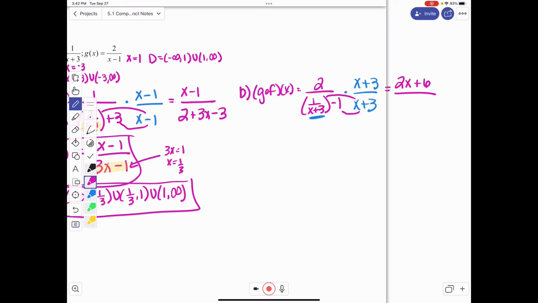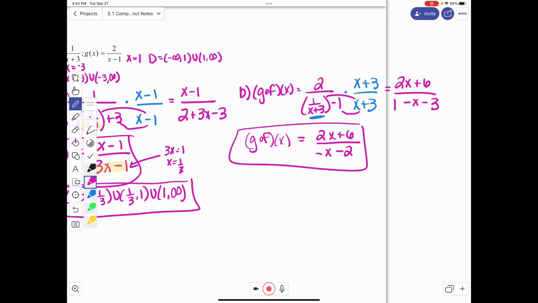So when I do 1 over X plus 3 times X plus 3, the X plus 3's go away, and I'm left with 1. Negative 1 times X plus 3 is going to be negative X minus 3. So I get 2X plus 6 on top. On the bottom, I get negative X minus 2. So there's my composite function.